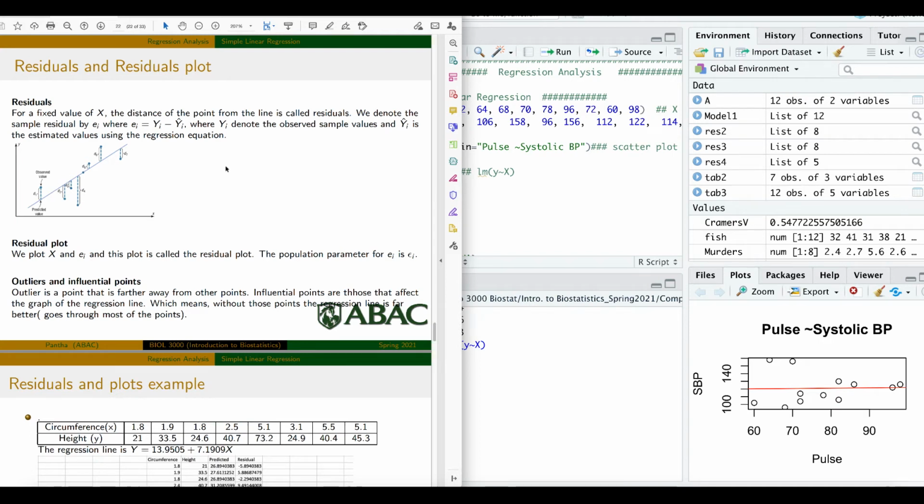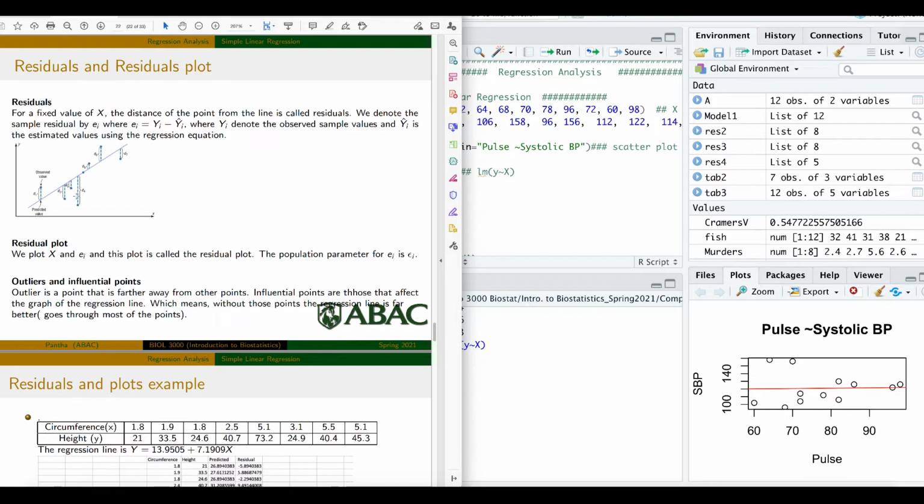All right, in this video, I'm going to talk about the residuals. We also call them error or deviations, okay? So look at this, residuals. What are the residuals? For a fixed value of x, the distance of the point from the best fit line is called the residual, okay? You see that? The d1 is one residual because this is the estimated line y equals a plus bx.